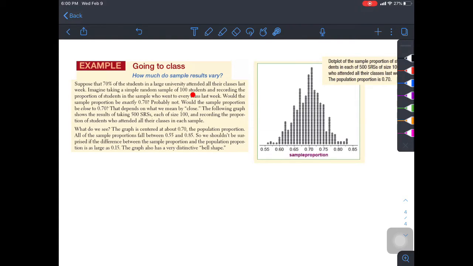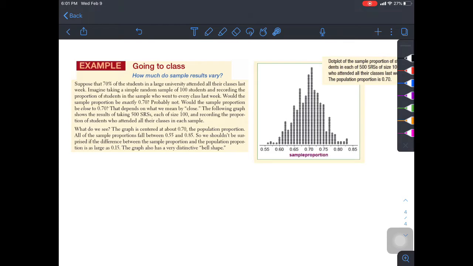And universities are huge. Usually there's a lot more people in it. So thousands we're talking. Colorado State University was like over 30,000 kids, basically. So some of them can be giant. Sample of 100 students and recording the proportion of the students in the sample who went to every class last week. Would the sample proportion be exactly 70?